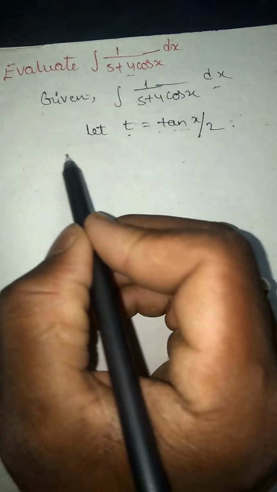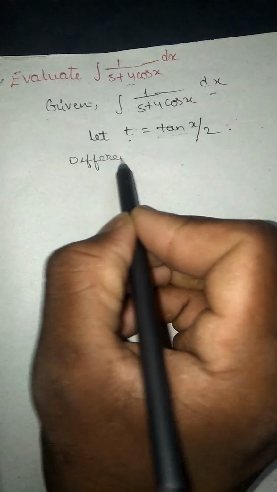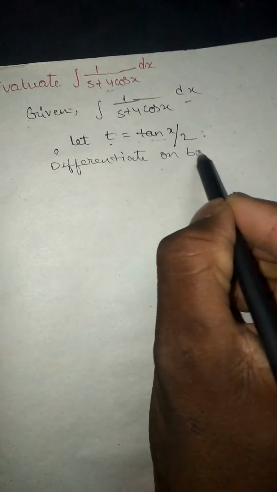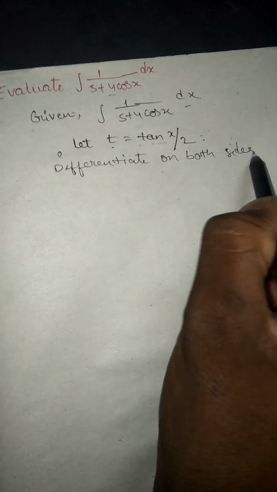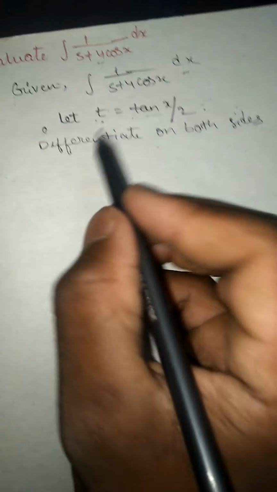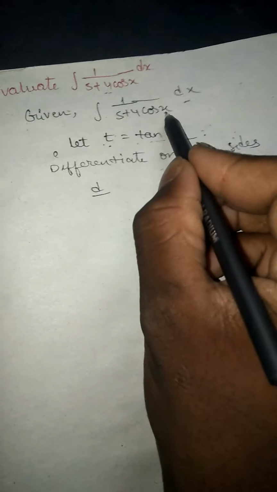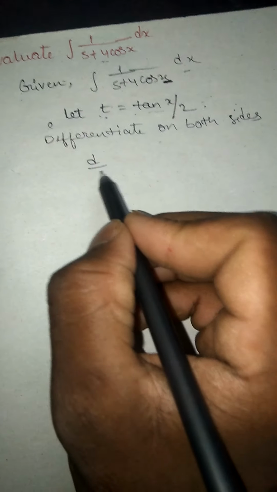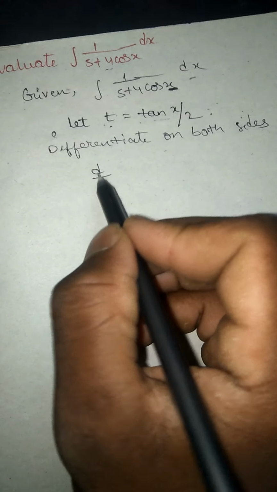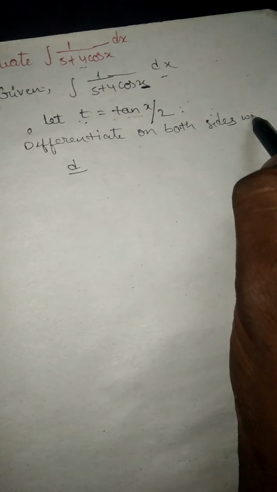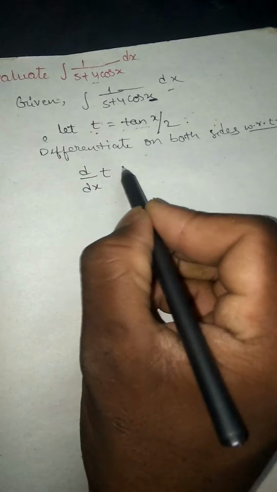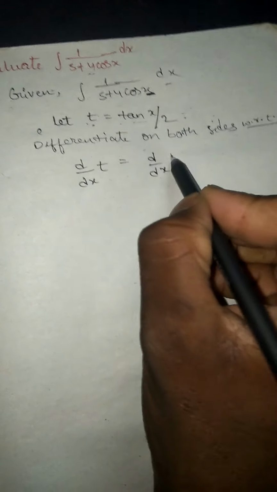Now differentiate on both sides. Both sides means LHS and RHS. Differentiate means d by dx; here it is in x, so we have to differentiate with respect to x. Differentiate on both sides with respect to x. Now d by dx of t is equals to d by dx of tan x by 2.